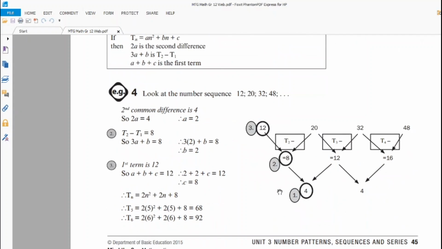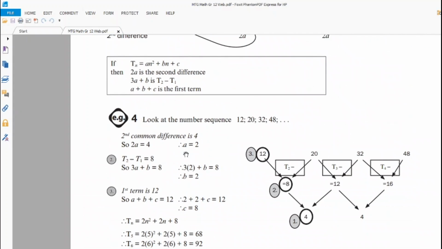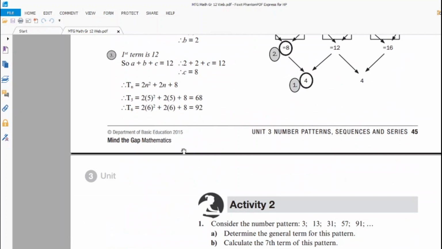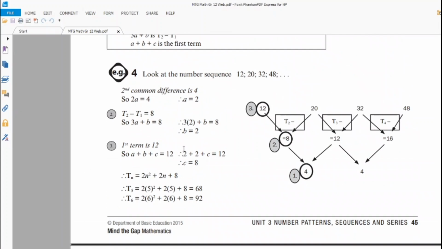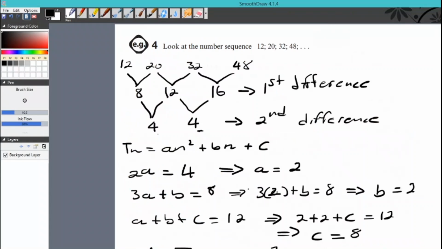So what they want from us here is the general term formula. C is 8. Here is the general term formula, 2n squared plus 2n plus 8, that we found.